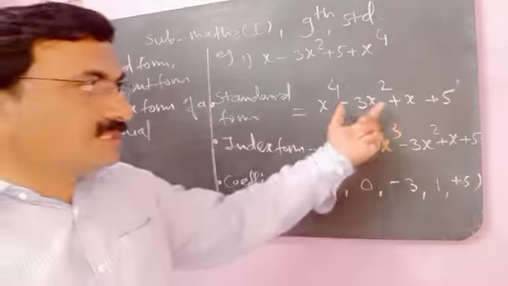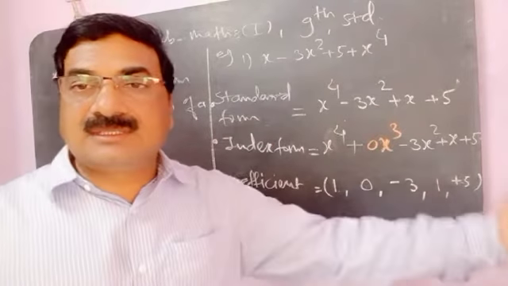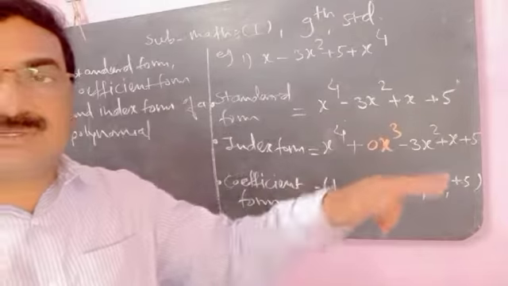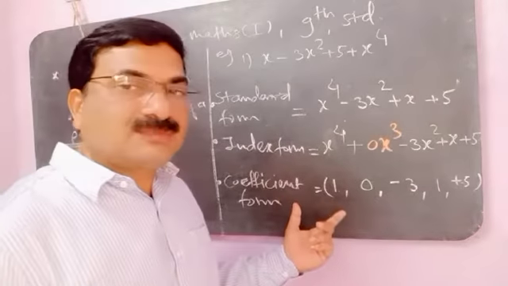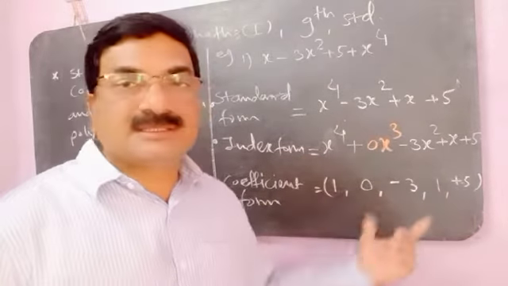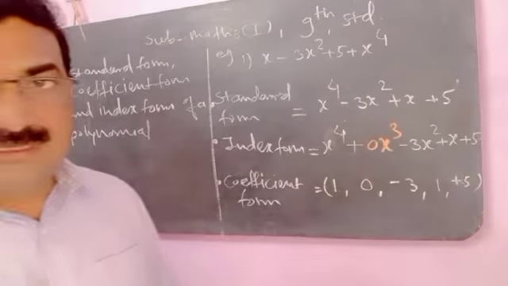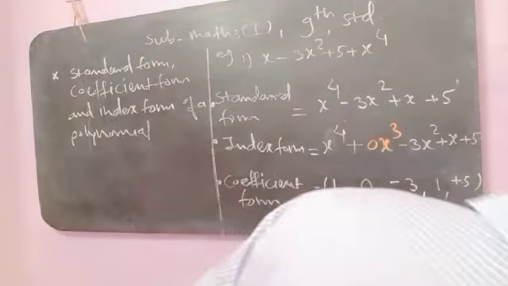Index form: missing terms we have to add into that and then write down in the standard form, that is decreasing order of their powers. And the coefficient form, only take their coefficients. This is coefficient form, very simple. Another example we will study then.